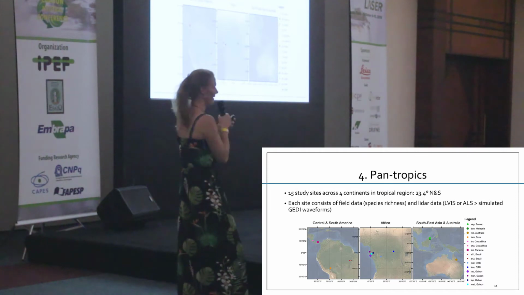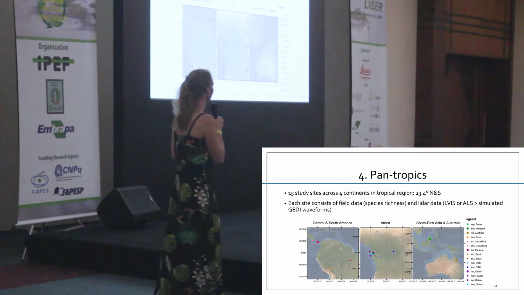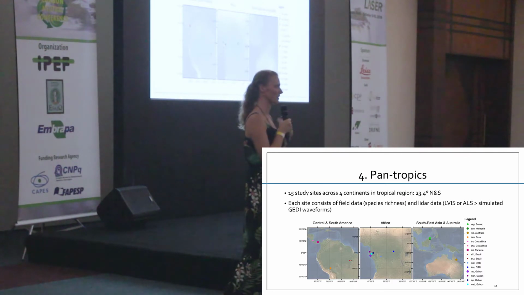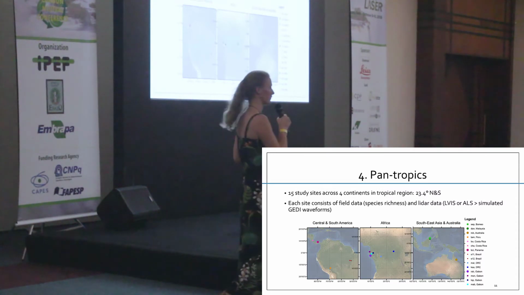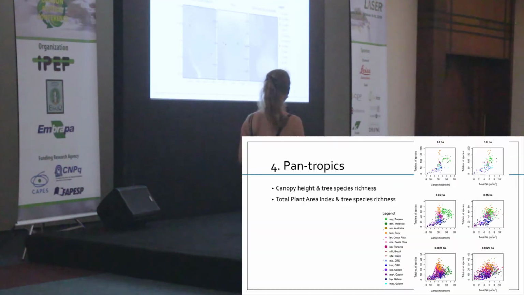So we now have data from 15 different study sites across 4 continents. And each of the data still has this field data, the number of different tree species per plot. We're still looking at 3 different plot sizes, and we have either airborne LiDAR waveforms or simulated GEDI waveforms.